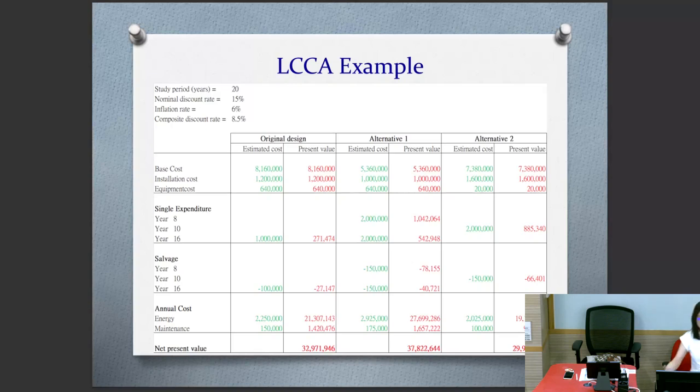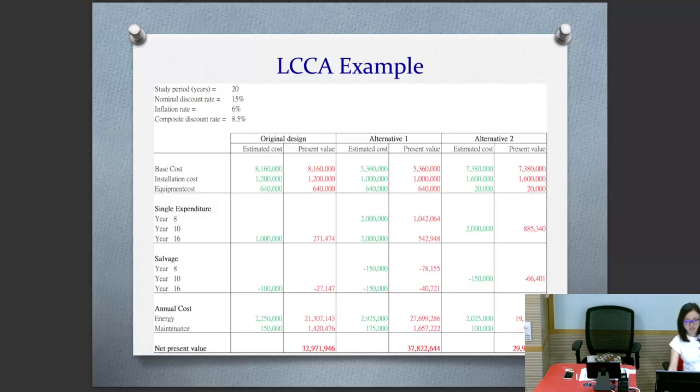Finally, you can add up all these costs. This is negative because it is a profit, and these are also negative. If you calculate the total, then these are the life cycle costs. So in order to run the original design, alternative 1 and alternative 2, you have to pay these amounts in 20 years. Over the whole life cycle, you have to pay these amounts of money, and they are the present value.